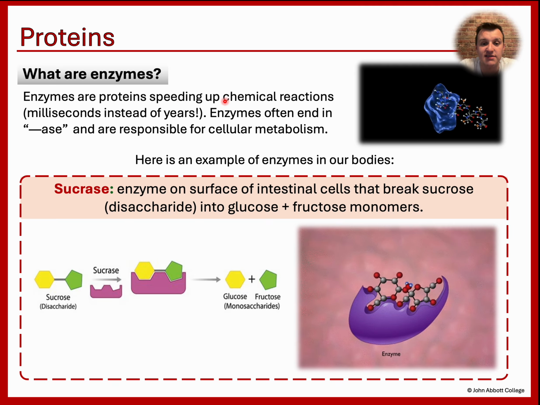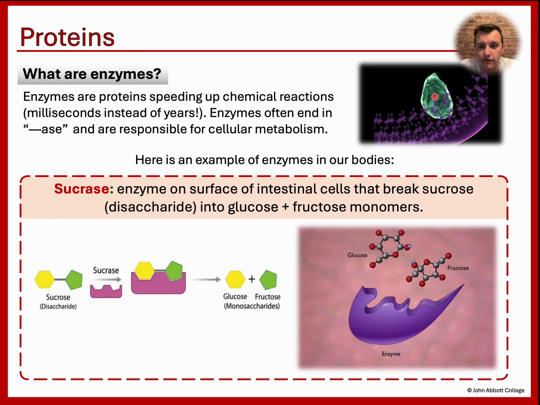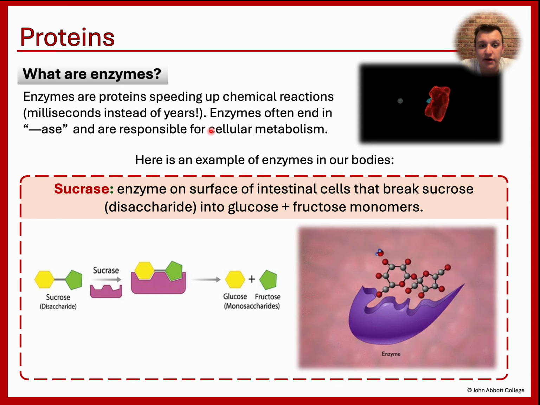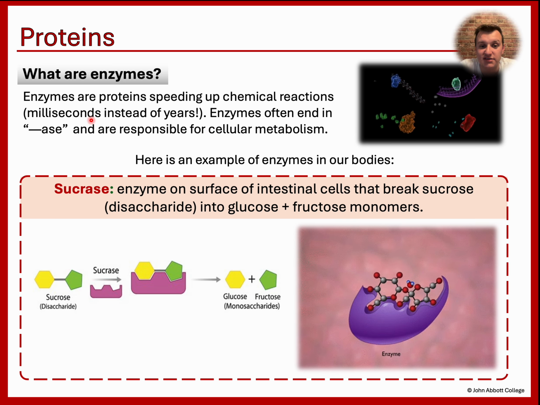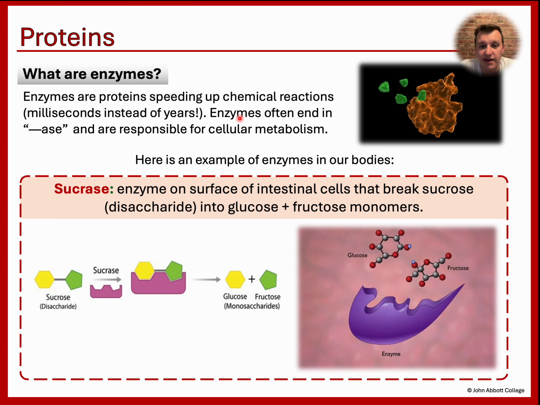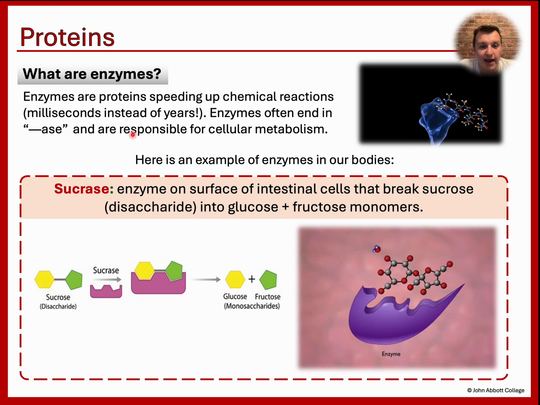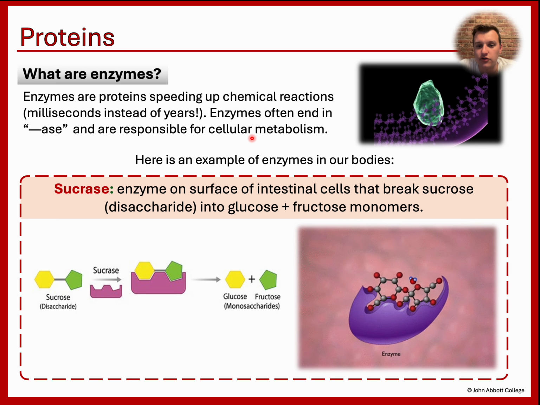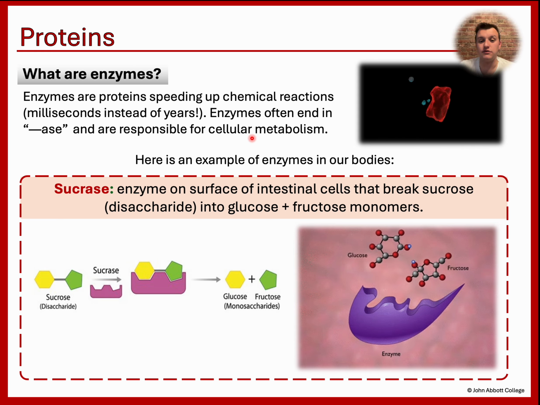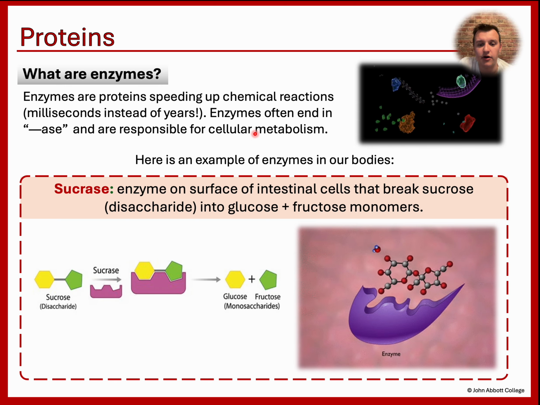Enzymes are proteins that speed up chemical reactions. So here's a little enzyme over here, and they build up certain things, right? They help to speed up things that take milliseconds instead of years. So they help to break or make. Enzymes often end in ACE, right? And they are responsible for cellular metabolism. So they help speed up our reactions, right? To have a cell metabolism, to have things go on inside the body.